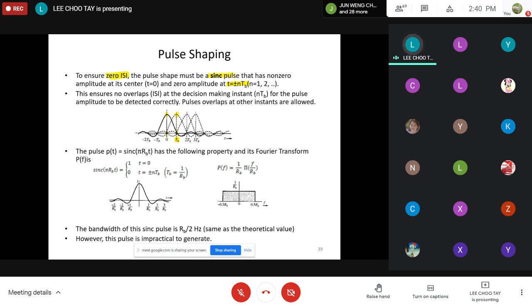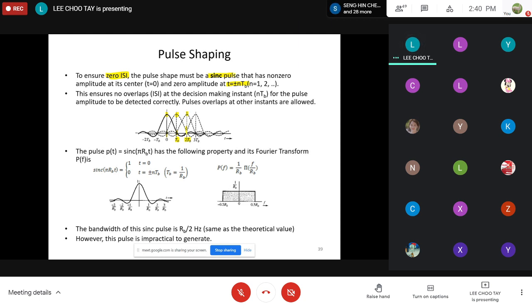Then when I send my third pulse in the next bit duration, I should again have 0 contribution from the previous pulses. At this time, when I send my third pulse, the amplitude of the previous pulse and the pulse before that must be 0 as well. Again, whatever amplitude I send at this point belongs to the current bit that I'm sending.